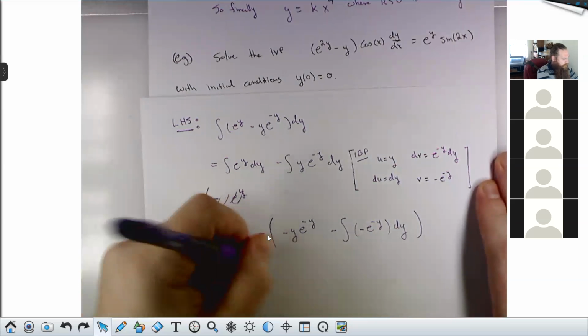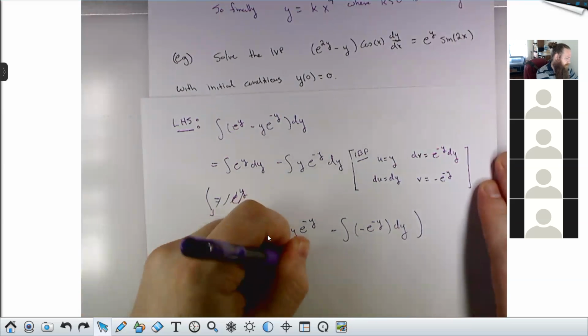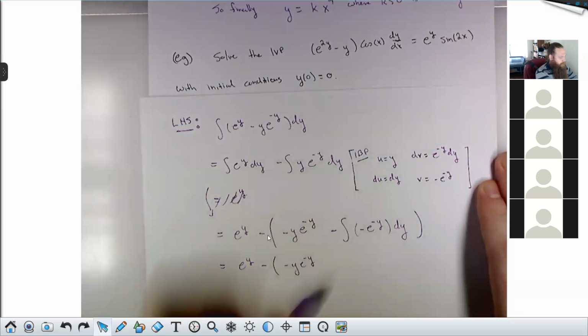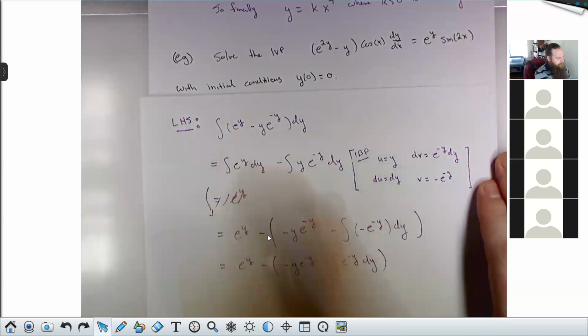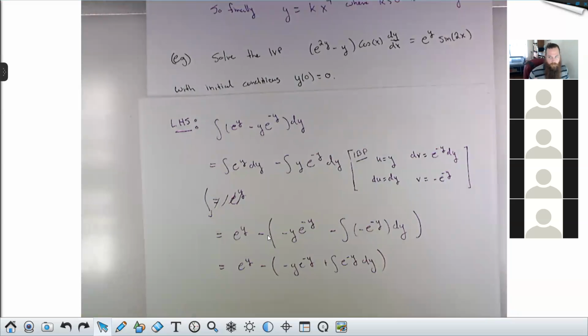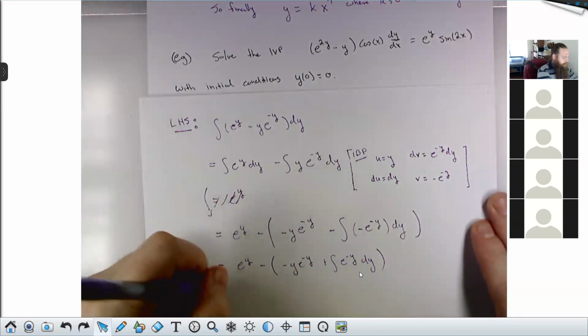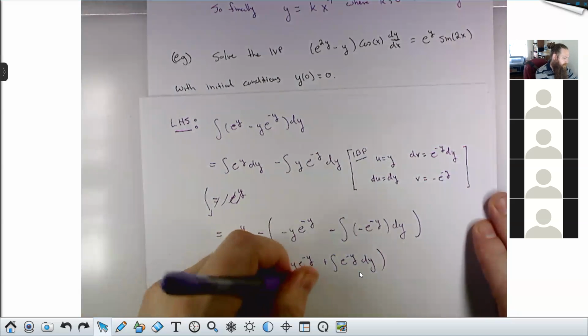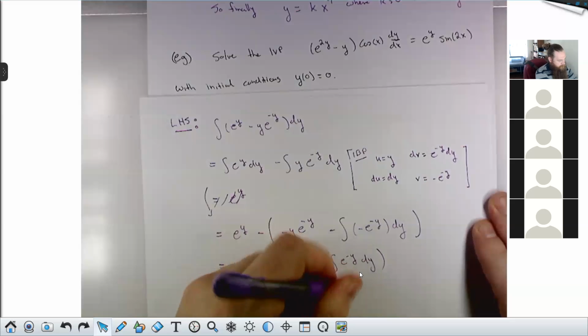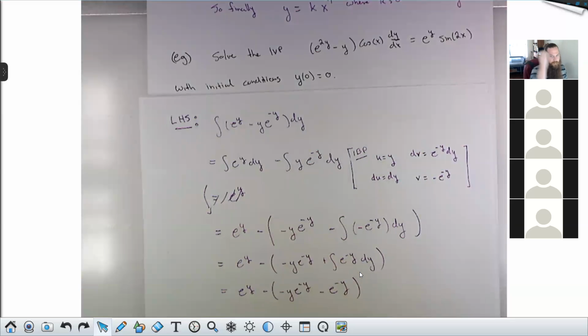That's e to the y minus this minus y e to the negative y. This negative will come out and make that plus integral e to the negative y dy. Don't get sloppy with your notation. Write your dy's, write your dx's. Integral of e to the negative y, I'm going to clean this up before I distribute this negative. Integral e to the negative y is negative e to the negative y. This is e to the y minus negative y e to the negative y minus e to the negative y. And again, not writing any plus c's here because we got that one from the right-hand side.